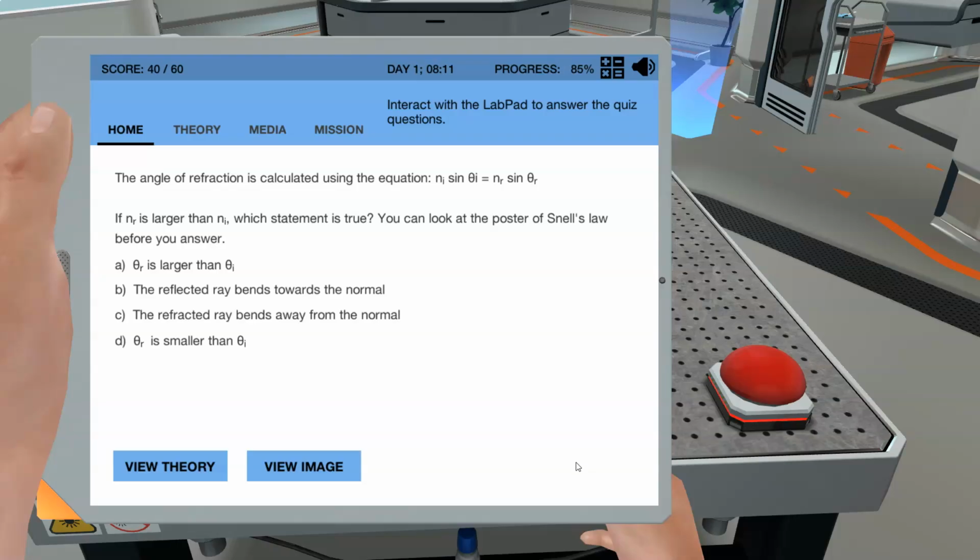The angle of refraction is calculated using the equation Ni times the sine of theta I equals Nr times the sine of theta R, shown on the lab pad. If Nr is larger than Ni, which statement is true? You can look at the poster of Snell's law before you answer.